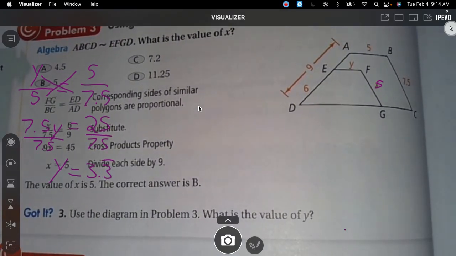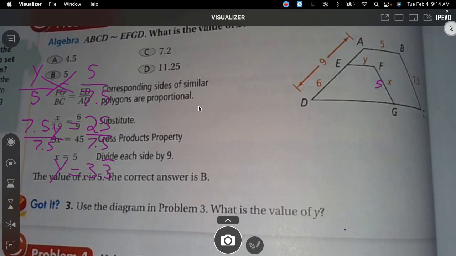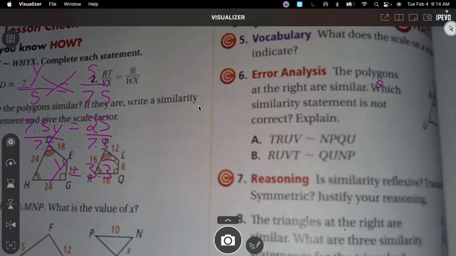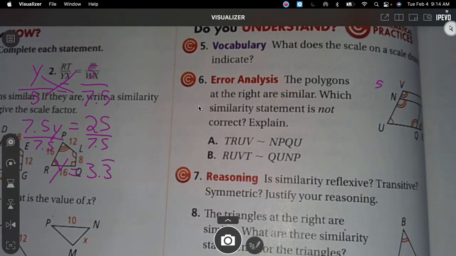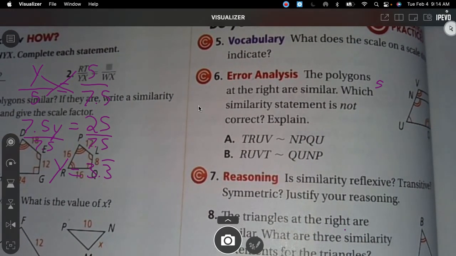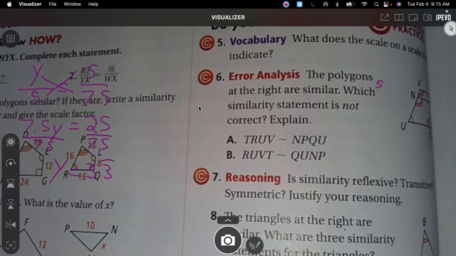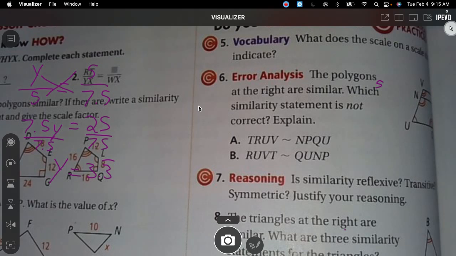All right, now let me see some from the book that I might want to do. I think. There was one. I really want.